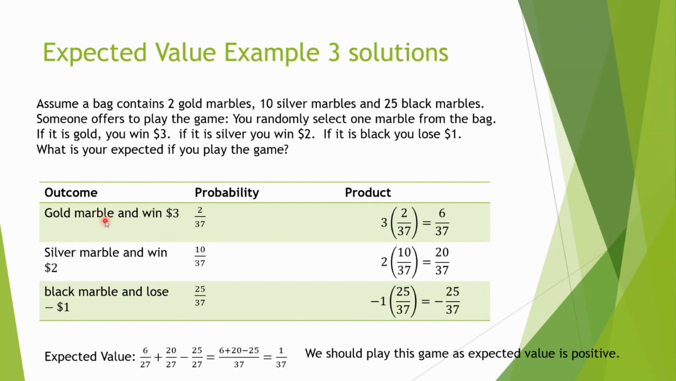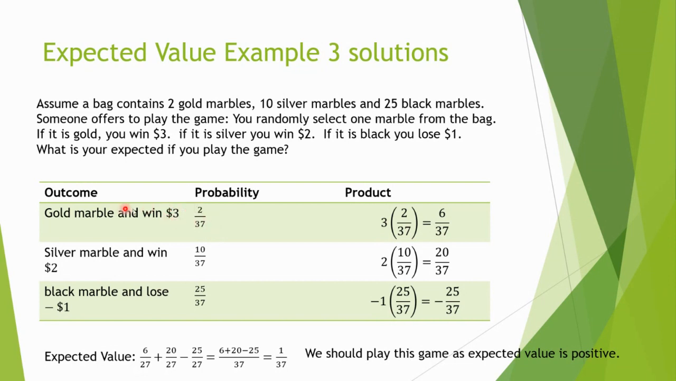Sorry. So for gold marble, right? If you choose that, we get $3, right? We win $3. And how likely is that? Well, there's 2 gold marbles in the bag, right? And there's 37 marbles altogether. So the probability of this happening, choosing a gold marble, is 2 out of 37.